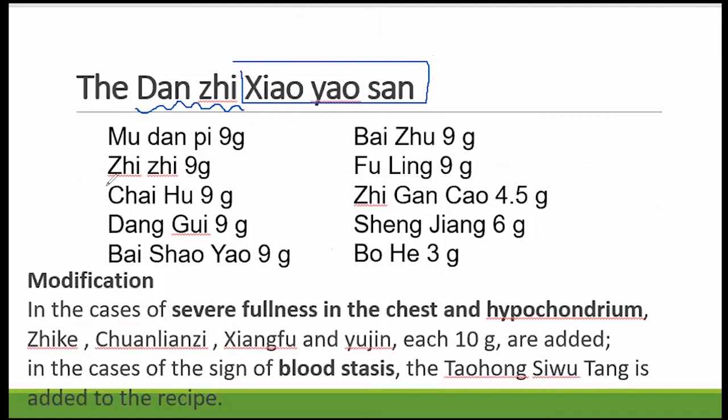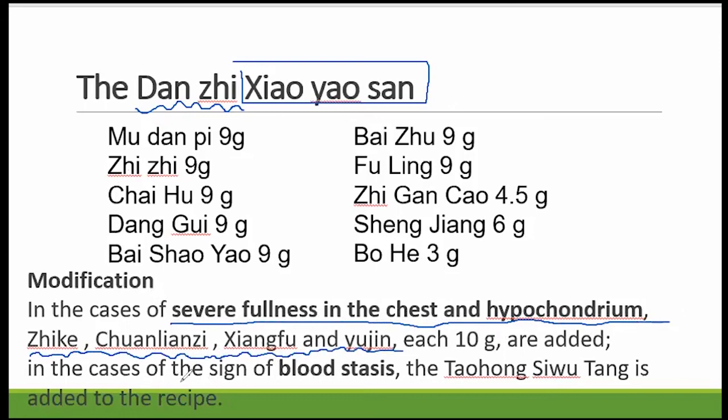So we've repeated this a lot of times already. And modified: for severe feelings in the chest and hypochondrium, generally caused by severe qi stagnation, we add more qi-moving herbs: zhi ke, chuan lian zi, xiang fu, yu jin, to clear heat from the liver.